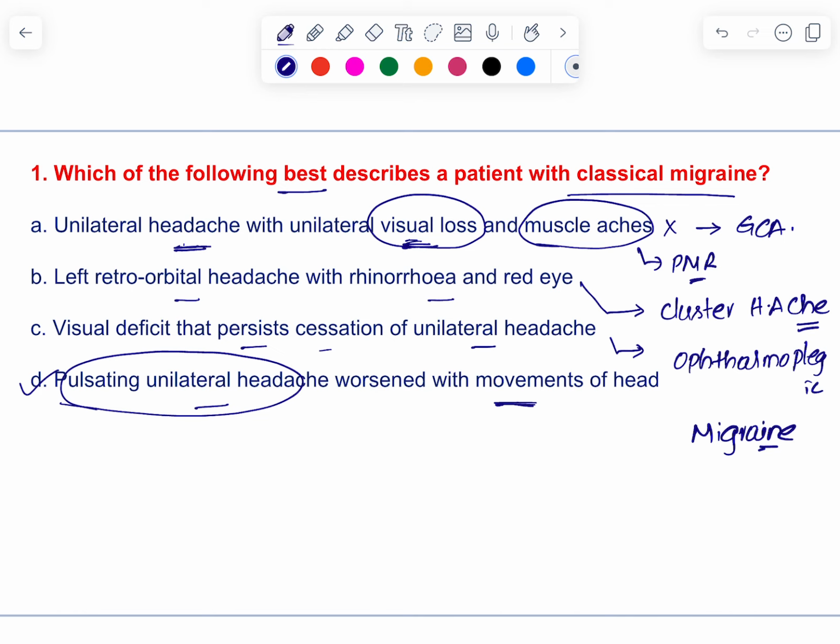So in case of the classical migraine, what is it that they'll have? Pulsating unilateral headache, which is worsened with movements of the head. So in the first question, the correct answer is D.